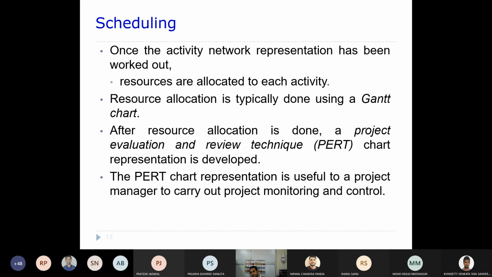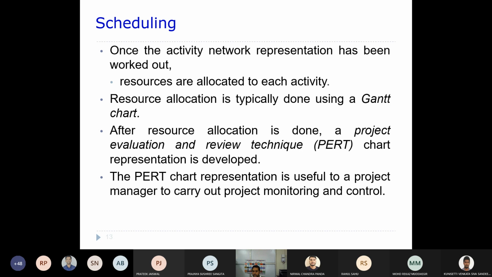So this Gantt chart will usually be helpful when you are allocating the resources. After the resource allocation is done, usually we will use a PERT chart representation. That means a PERT chart will be developed. PERT is the project evaluation and review technique.